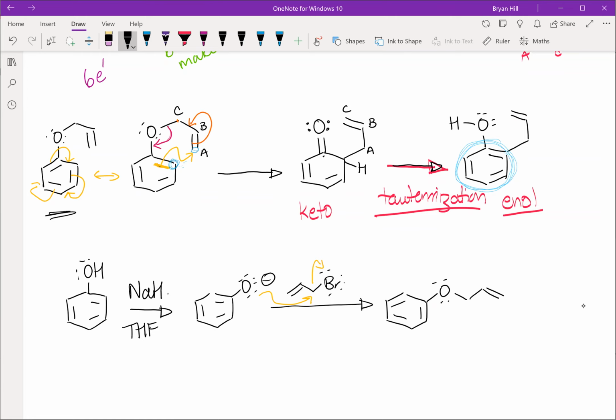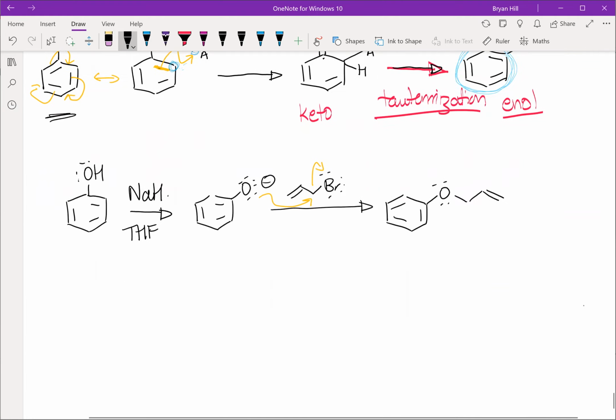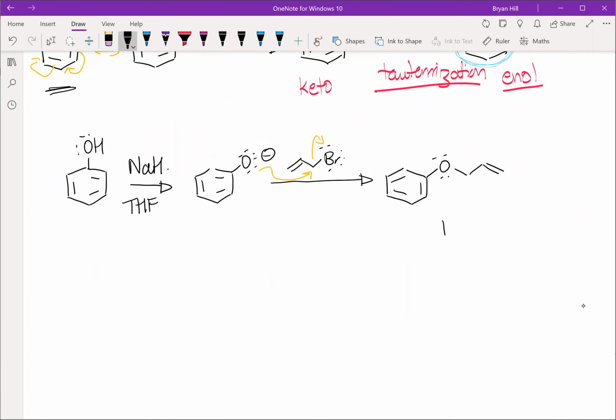So remember, when we're drawing this, I would redraw this product so that I'd rotate this little bond here so everything was lined up properly. But these are the same molecules. It's just drawn with the bond rotated. And then this is ready to go.